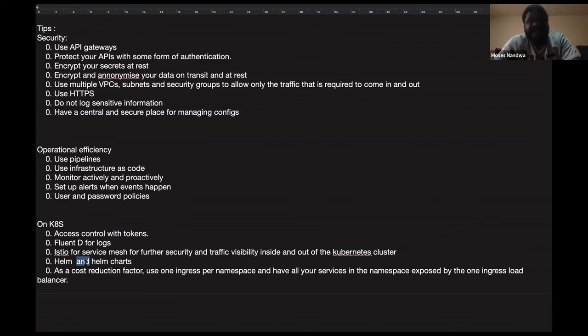And then finally, as a cost factor for something that I have seen happen across many teams, is people tend to provision many ingress load balancers for different services that we have. And what I'm here to say is, that's not correct. There's a better and cost-efficient way in that you could provision one ingress, expose different services in your namespace, and thereby reduce your costs significantly on the cloud.